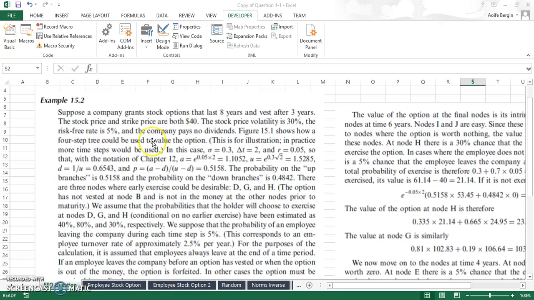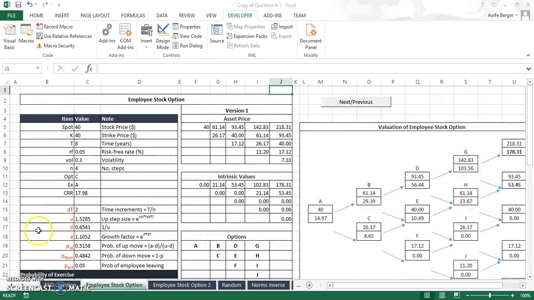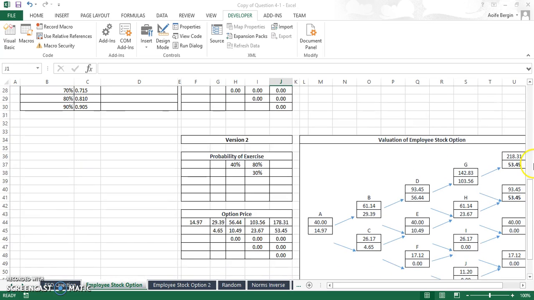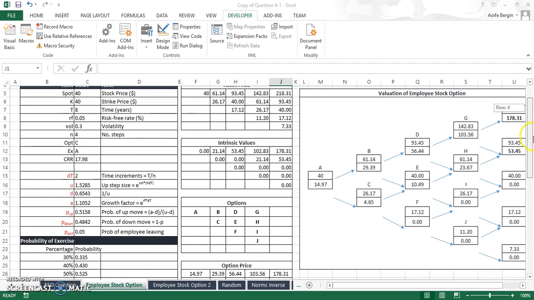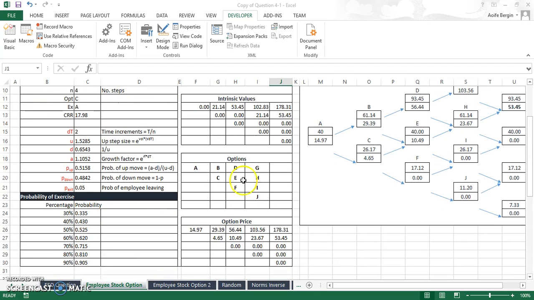So in order to set up this question here, we are going to use these parameters here, which we've got from the previous question. So we are going to set up the tree using two versions. So we have version 1 here, and we will have version 2 here. But first, before we go into them, we need to calculate the probability of exercise for node D, G, and H, as there is a probability of exercise at all of them.